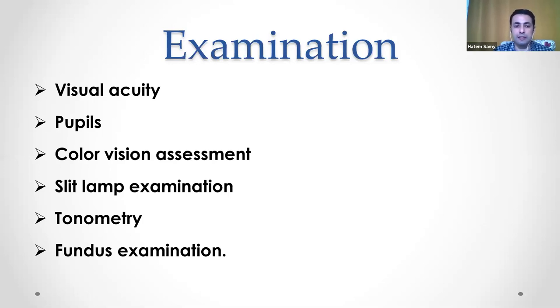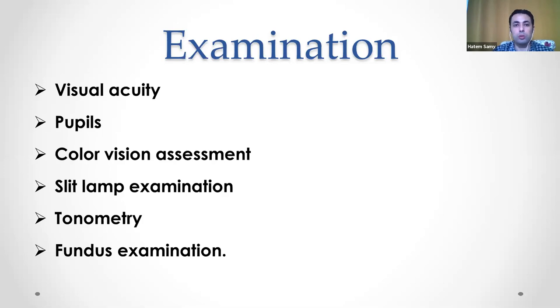We have to examine color vision using Ishihara color plates or any other test, for exclusion of optic neuropathy. Slit lamp examination, we'll talk about. Tonometry: the best method for assessment of intraocular pressure in cases of abnormal cornea is by Tono-Pen, because it doesn't depend on corneal visibility. And finally, fundus examination.